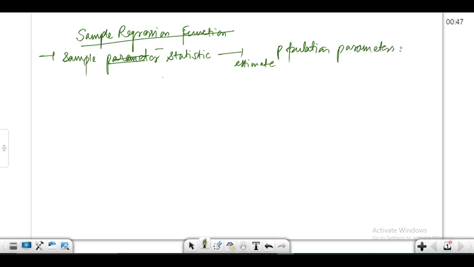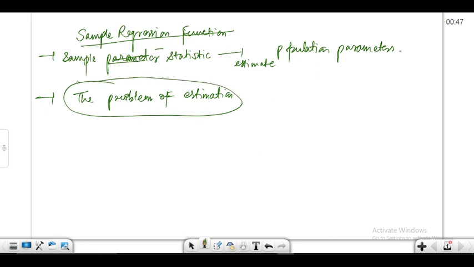Now comes the problem of estimation. This is the most important part here because the entire game is estimation. With the help of your sample regression function we'll try to estimate the population parameters. So our aim here is to estimate the PRF using the SRF as accurately as possible. So how do we do it?